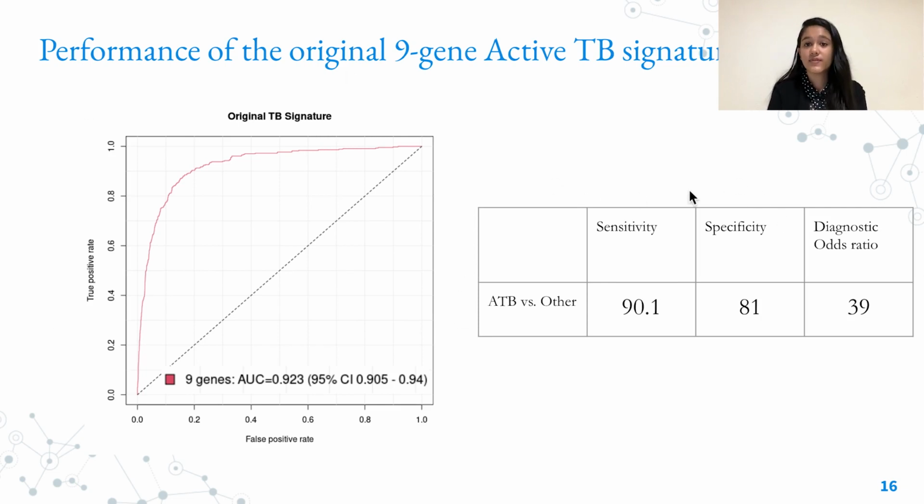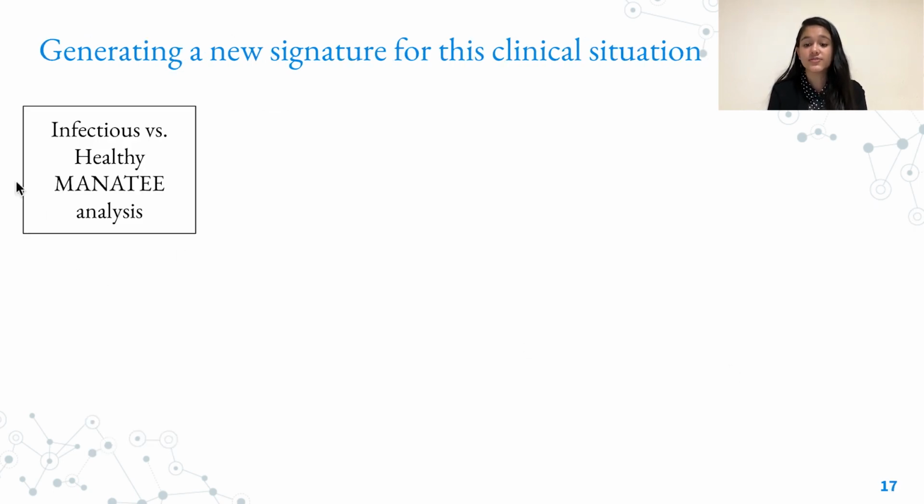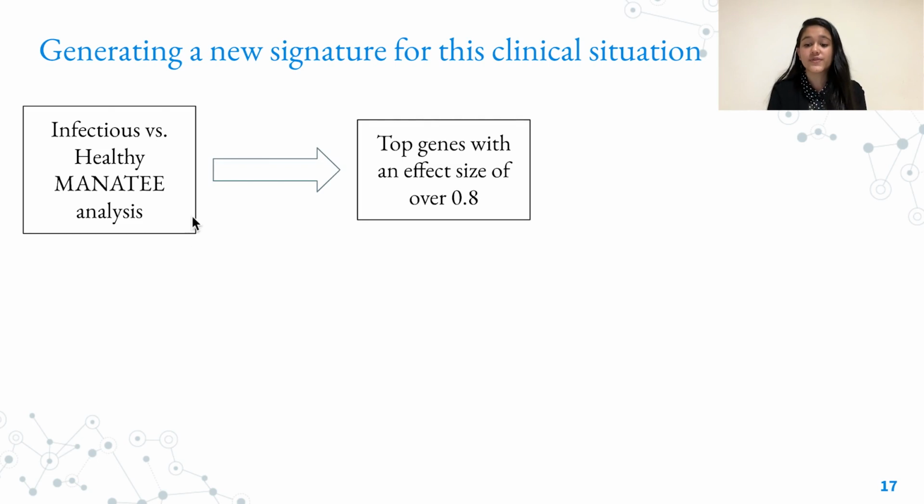It currently has a sensitivity or true positive rate of 90.1% and a specificity or true negative rate of 81%. We decided to use the MANATEE analysis for the infectious versus healthy signature, but we needed to change it slightly to fit this situation. We used a very similar discovery strategy for this signature as the previous 39 and 22 gene signatures. The previous signatures were made to maximize the AUC, but for this venture, we wanted to maximize the sensitivity while maintaining a good specificity.